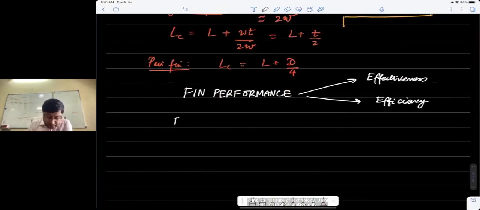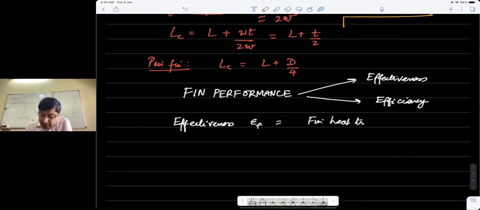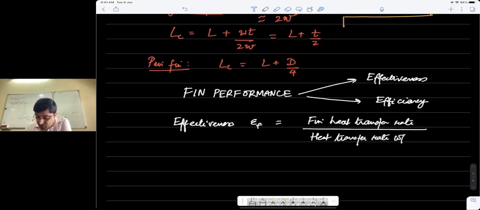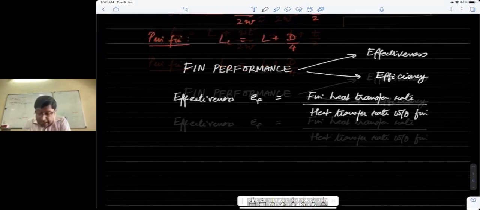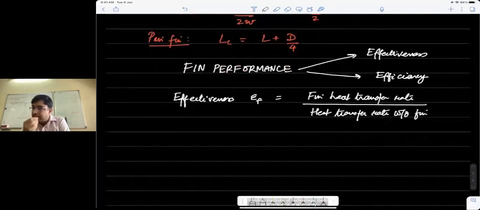Effectiveness is given by the symbol epsilon f, and it's a ratio of heat transfer rates. It's the ratio of the fin heat transfer rate, which we are already calculating, qf, versus what the heat transfer rate would have been without the fin. This is a purely hypothetical comparison, because typically you would design a fin, use it there, and then backtrack to a scenario where there was no fin. So what would have been the heat transfer rate if the fin was not there?